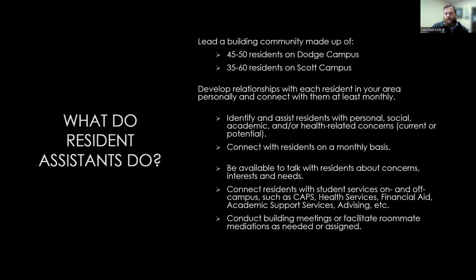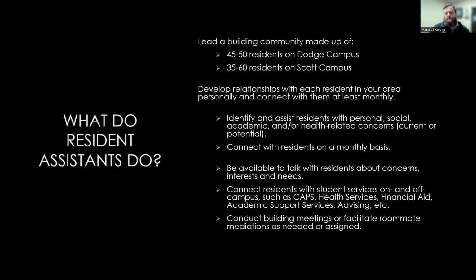Within the relationship-oriented pieces of the job, again, we go back to that connection. So just knowing who your residents are, we want RAs to connect with their residents on an ongoing basis, typically monthly or more, just to check in, see how things are going, get to know the residents and be able to offer supports as needed.